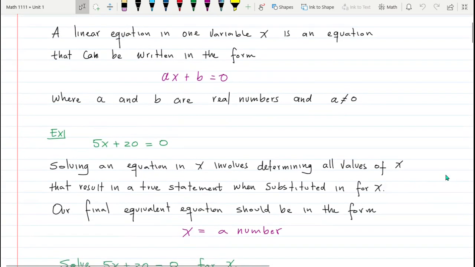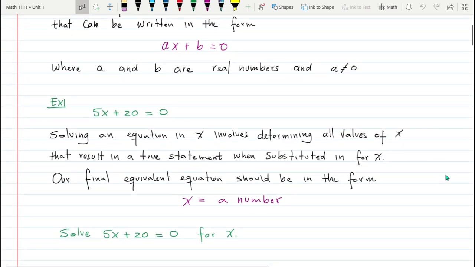What does it mean for us to solve an equation? Solving an equation in x involves determining all the values of x that result in a true statement when you substitute it in for x. Like what number can you plug in for x that would make this true? In this case, multiply by 5, add 20, and then equal 0. At the end, our final equivalent equation should be in the form of x equals a number, the solution.